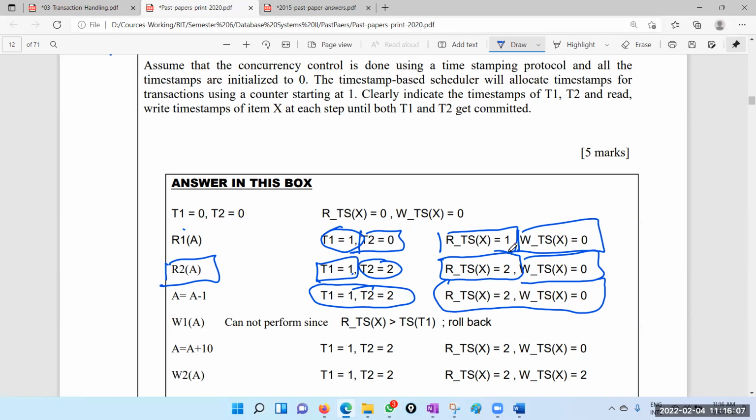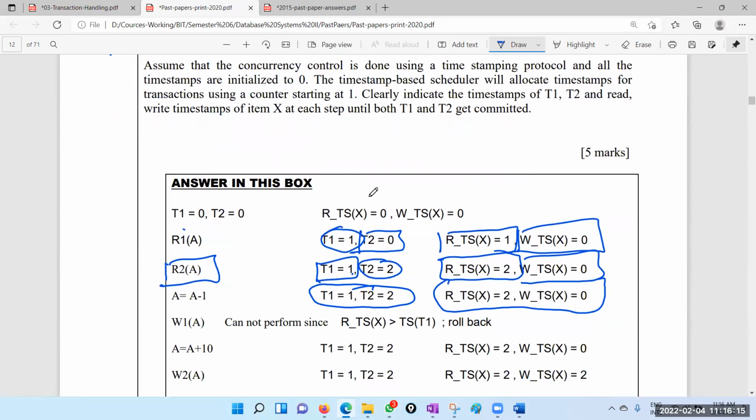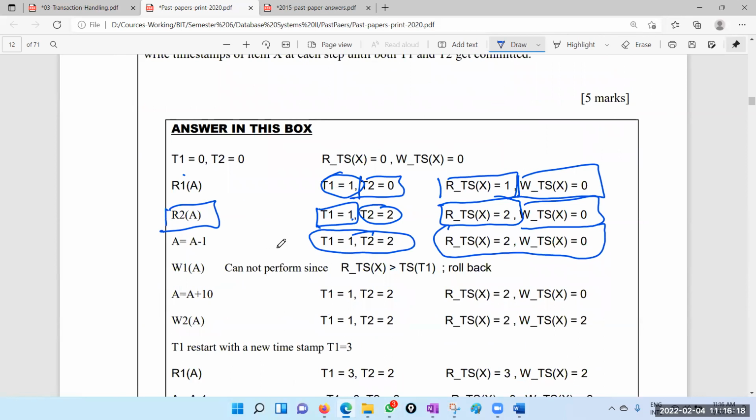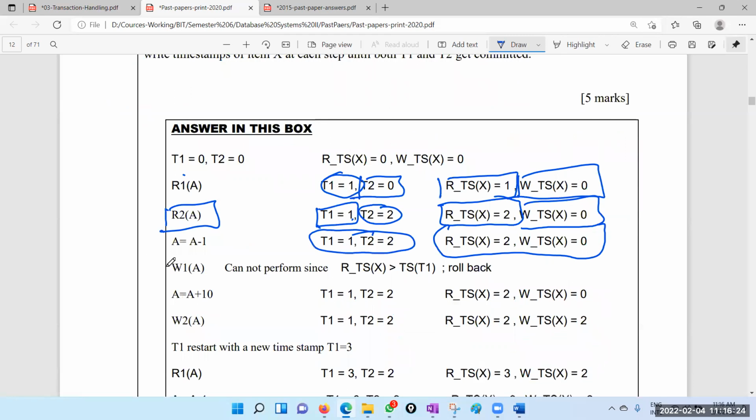Right, now you are trying to write A. Write A cannot be performed. Why? When you are writing, you are checking both the read and write timestamp of X. If a younger transaction has read or written, you can't do it. Now you can see that your timestamp is 1, but the read timestamp of X is 2.